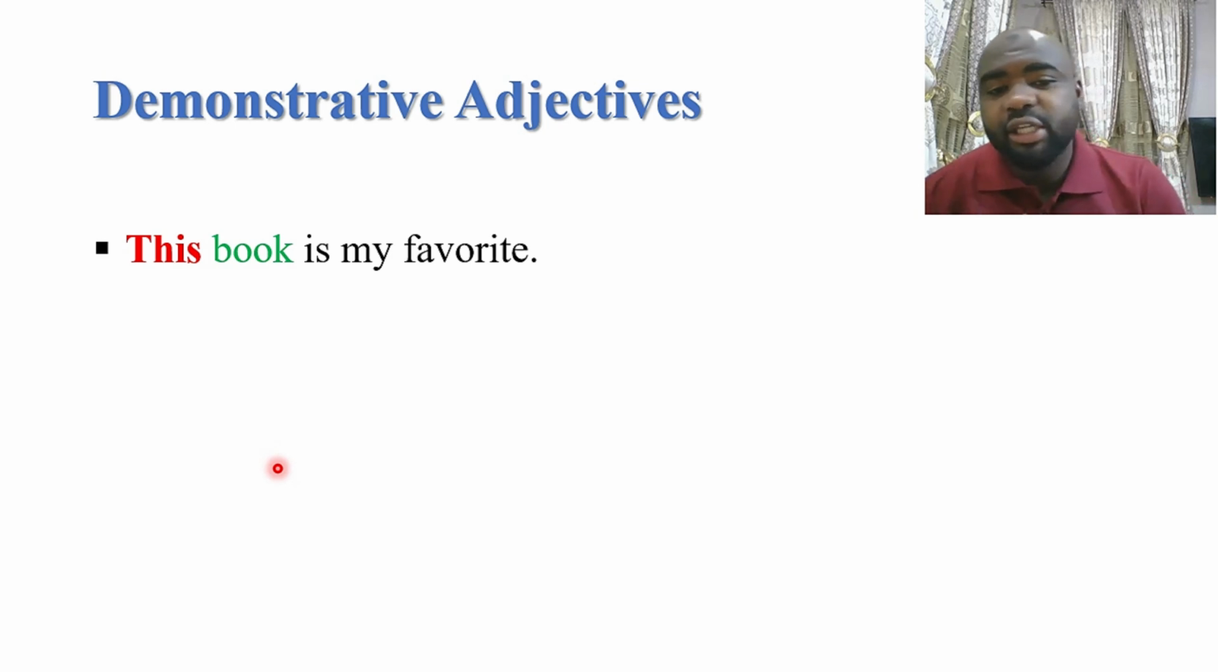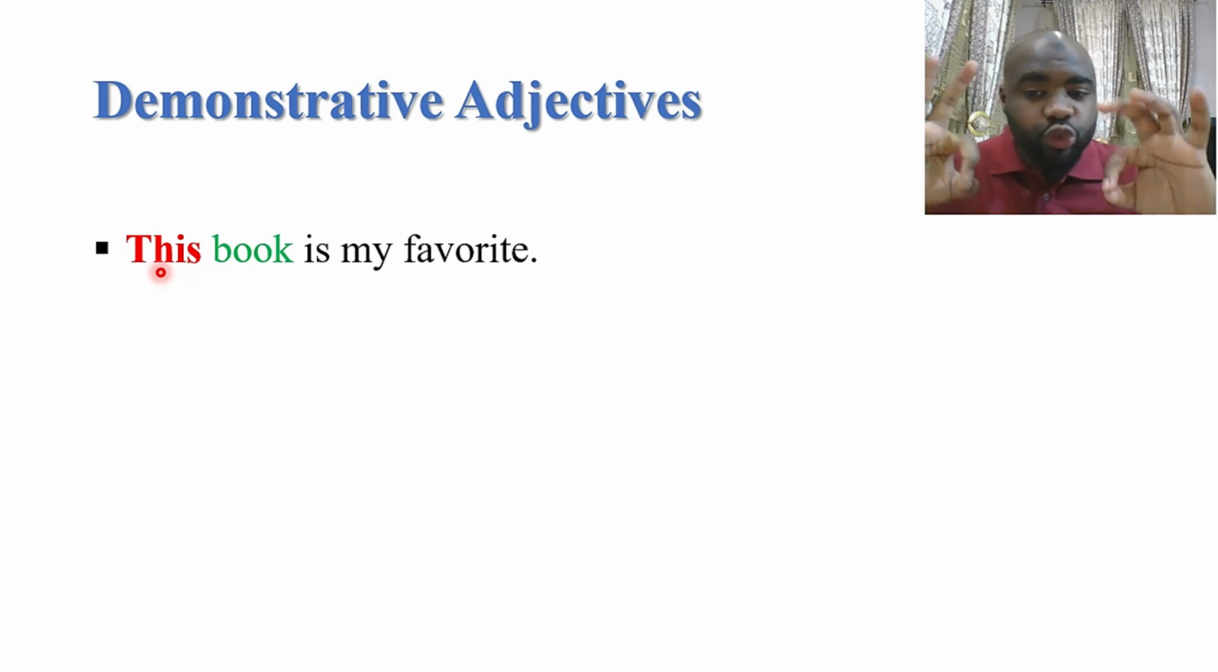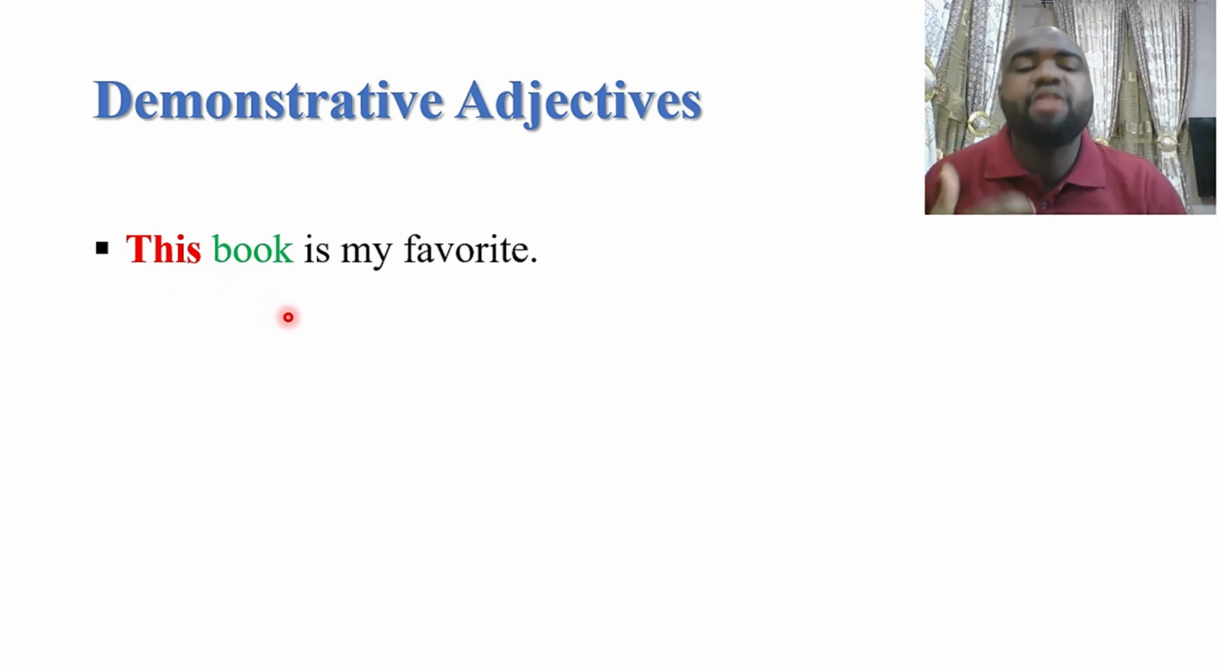Demonstrative adjectives. Remember, I mentioned that these adjectives are used to demonstrate, to identify, to indicate, alright? To show something or someone, a noun or a pronoun. This book is my favorite. Listen to this. This book. Something close to you, close to the speaker. This book is my favorite.